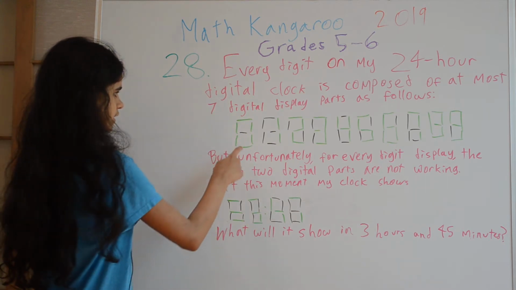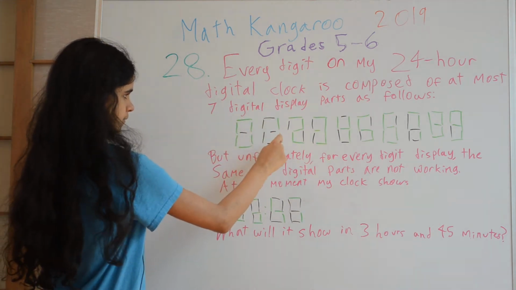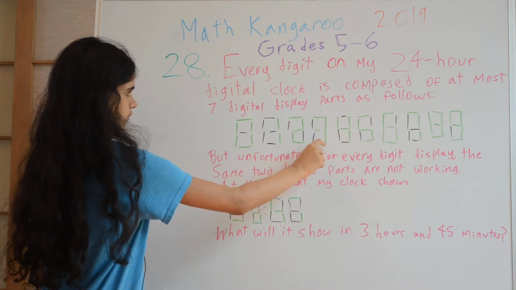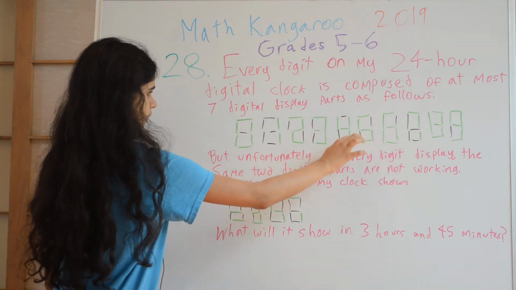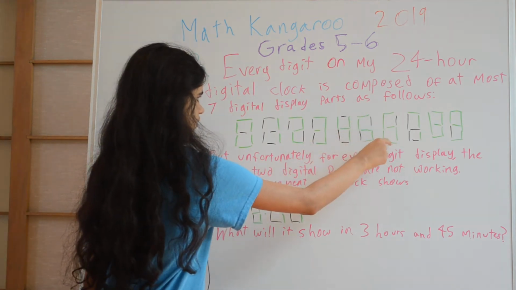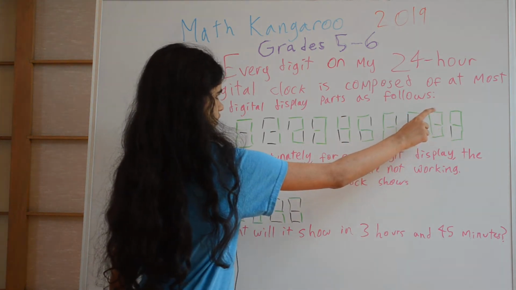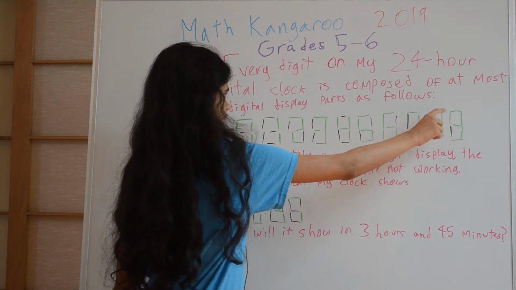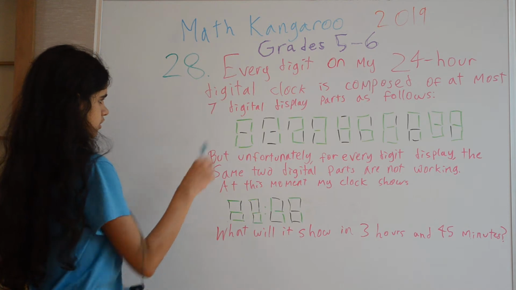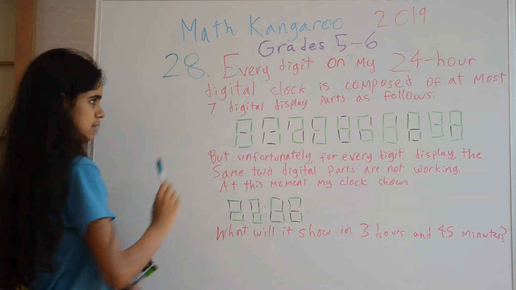So this is 0 here. And then here's 1, and then 2, and then 3, 4, 5, 6, 7, 8, 9, and we see the 7 parts here. There's 1 part, 2 parts, 3 parts, 4 parts, 5 parts, 6 parts, 7 parts.